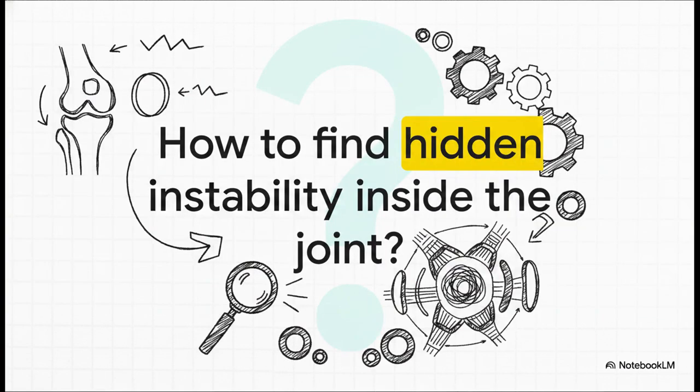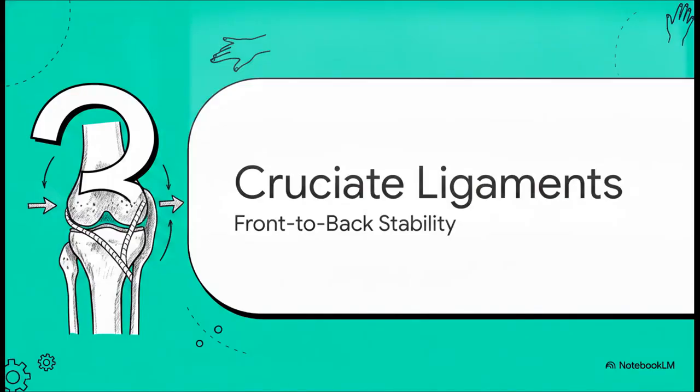Okay, so we've checked the surface, we've looked at the muscles, we've tested the kneecap. But what if the damage isn't visible on the surface? How exactly do we uncover hidden instability that's buried deep inside the knee joint? Well, we have to pivot our diagnostics inward. That brings us to Section 3, testing cruciate ligaments.